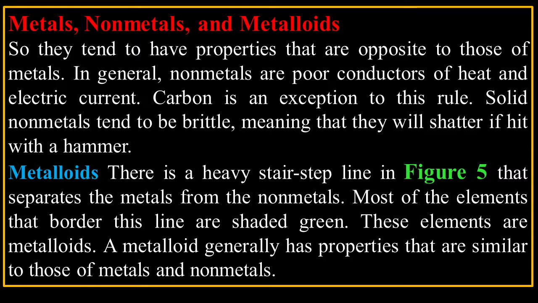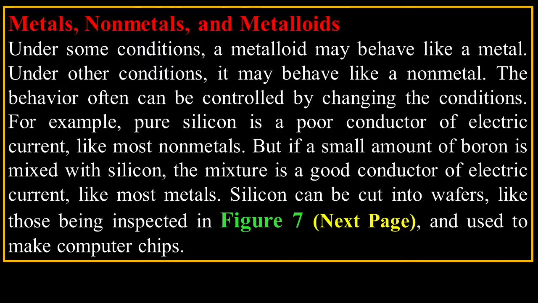Metalloids. There is a heavy stair-step line in Figure 5 that separates the metals from the nonmetals. Most of the elements that border this line are shaded green. These elements are metalloids. A metalloid generally has properties that are similar to those of metals and nonmetals. Metals and nonmetals, those are metalloids. Under some conditions, a metalloid may behave like a metal. Under other conditions, it may behave like a nonmetal. The behavior often can be controlled by changing the conditions.